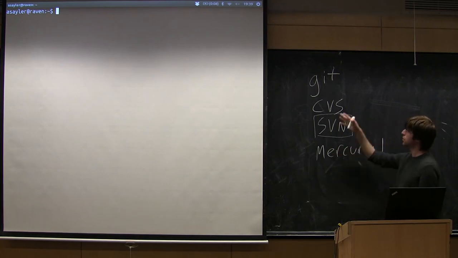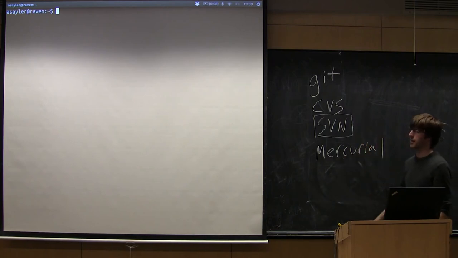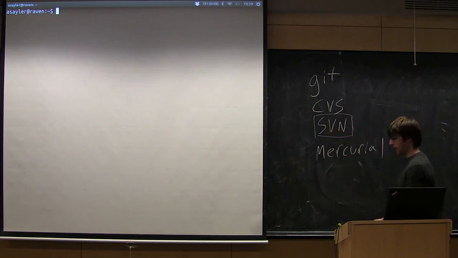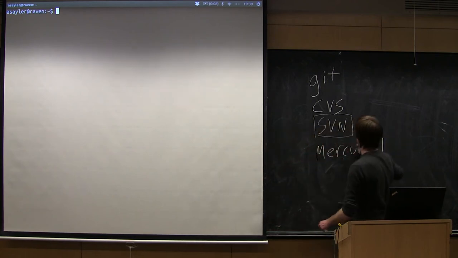Mercurial is similar to Git. It does some of the same things. I'm not as familiar with it, but it also addresses these post-SVN type issues.